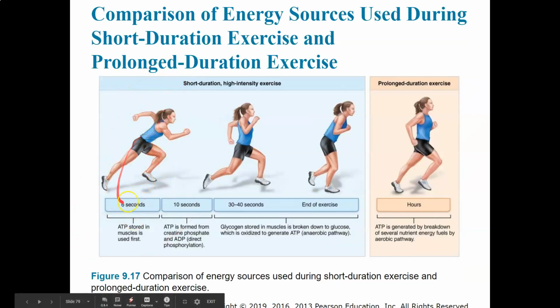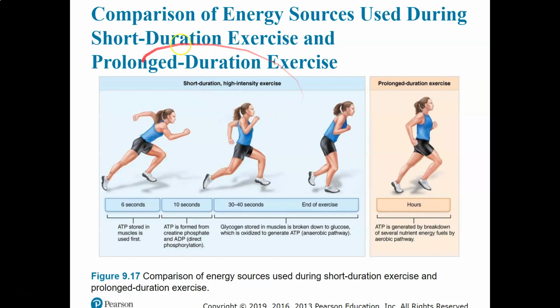So in the first 6 seconds or so, we are going to be using up our cell's store of ATP. After that point, we're out of ATP in the cell. We need to make more. We get about another 10 seconds worth, so a total of about 15 seconds, by directly converting ADP back into ATP using creatine phosphate. Then after that, we are going to use up the glycogen stored in the muscles by breaking it down into glucose, which then gets oxidized in order to create ATP.